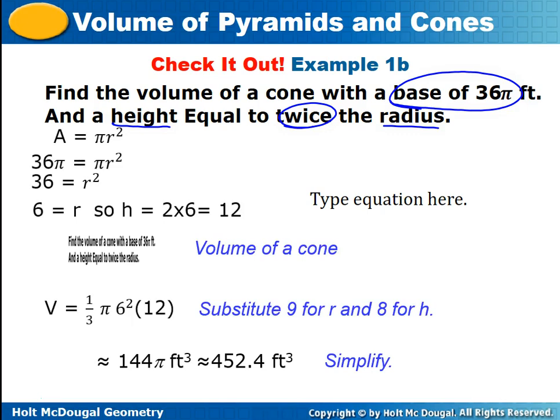So here again, we're going to work this problem. We're going to find the area. Area is equal to pi r squared. That's 36 pi. That's equal to pi r squared. We're going to divide both sides by pi.